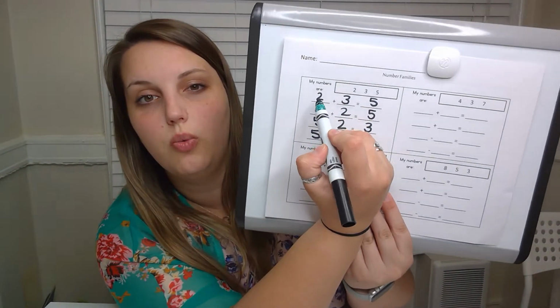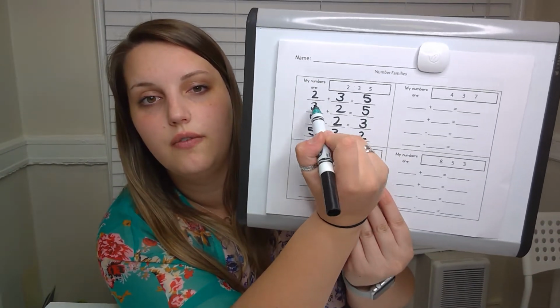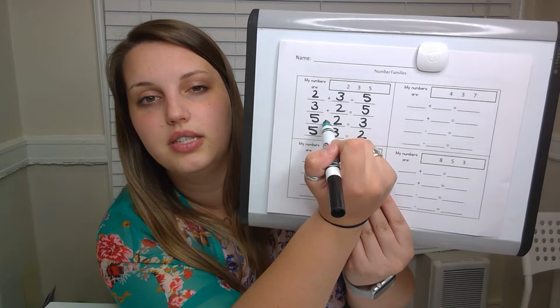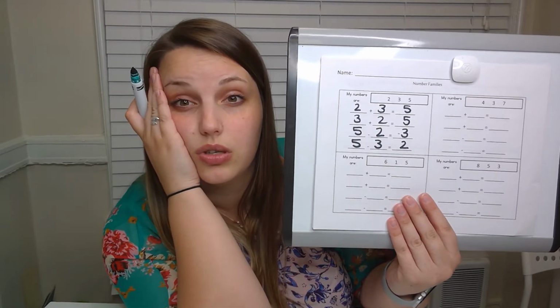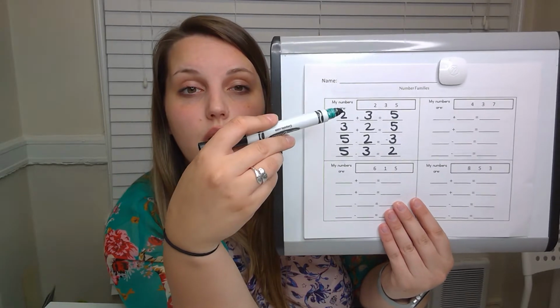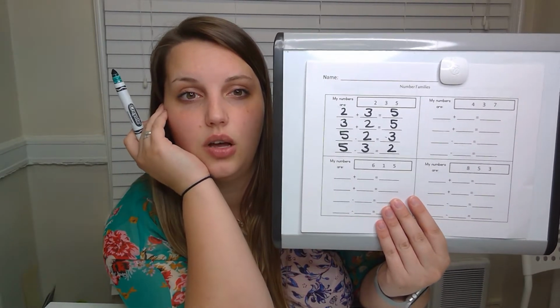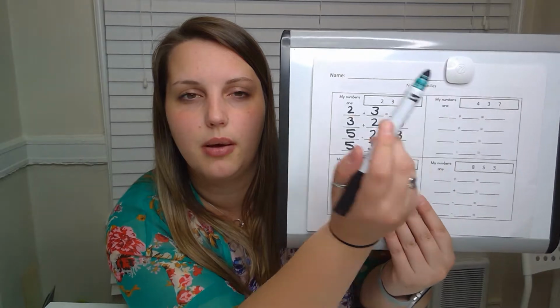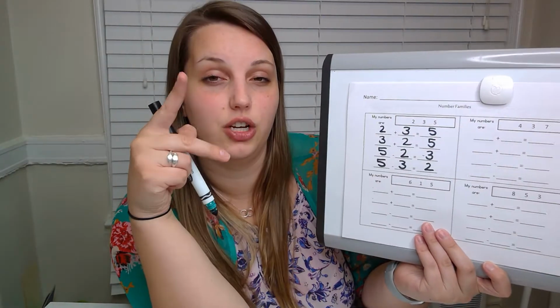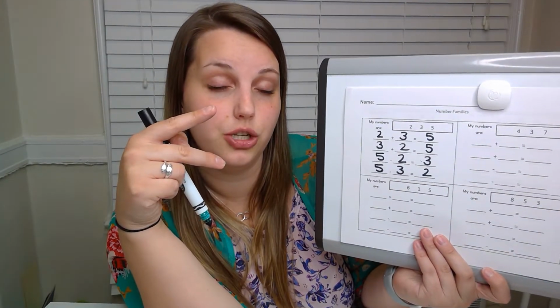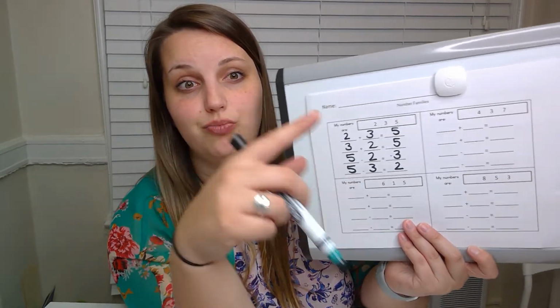We just wrote 12 numerals and 4 number sentences with the same 3 numbers over and over. That is called a number family. When you use the same 3 numbers to find 2 addition number sentences and 2 subtraction number sentences.